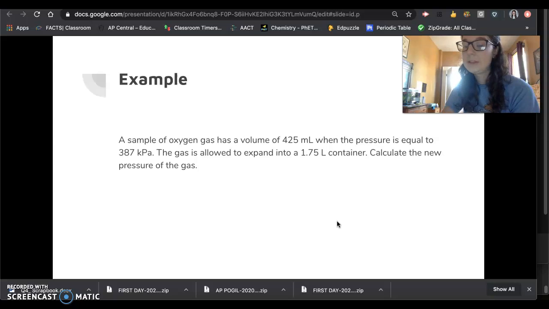So here we have an example. Oxygen gas with a volume of 425 milliliters, when the pressure is equal to 387 kilopascals. We allow the gas to expand to 1.75 liters, and we want to know what the new pressure is.